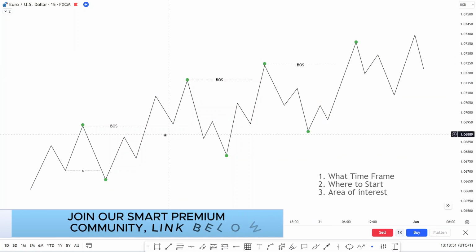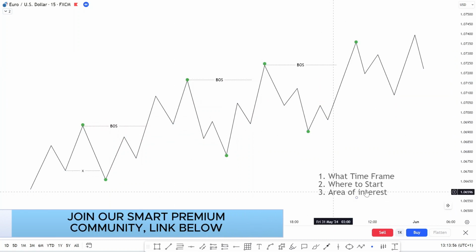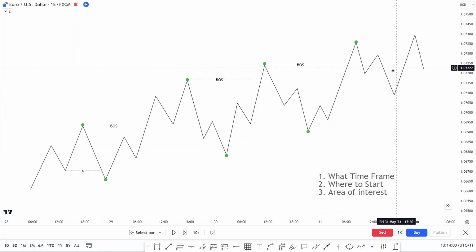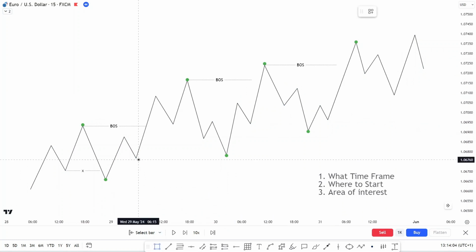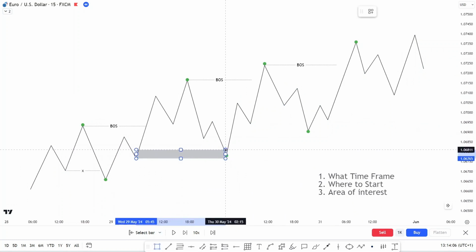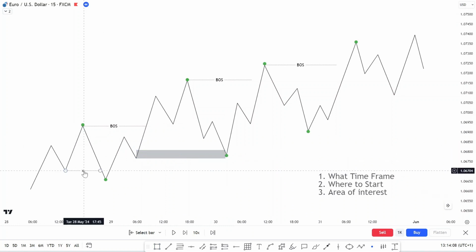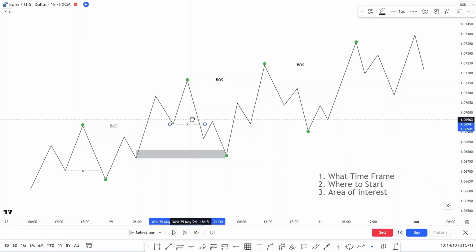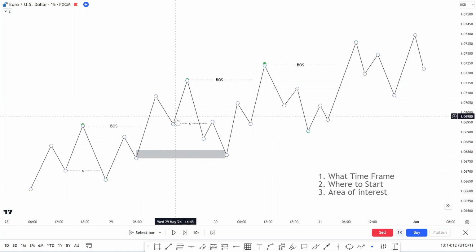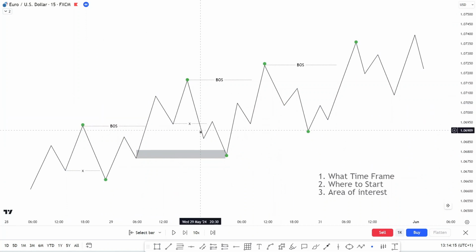After you identify your break of structures and inducement, then comes your area of interest. This is where you should be placing your trade or expect the price to make reactions. These areas are, first of all, your order blocks. This one here is, for example, my inducement. After the price has broken this last structure here, the market comes down and takes out this inducement. Then the first order block here is a valid order block.